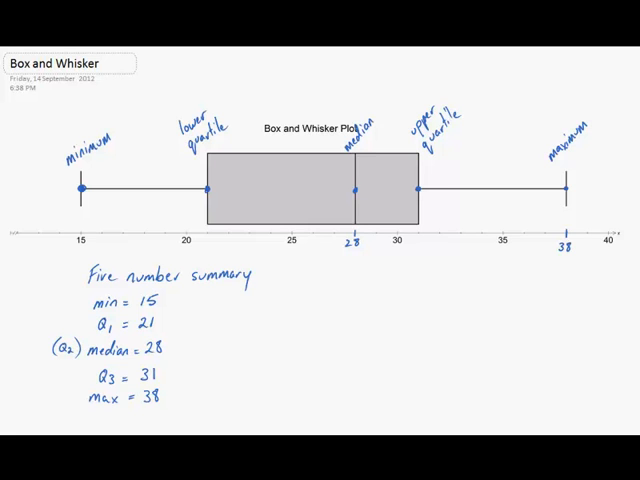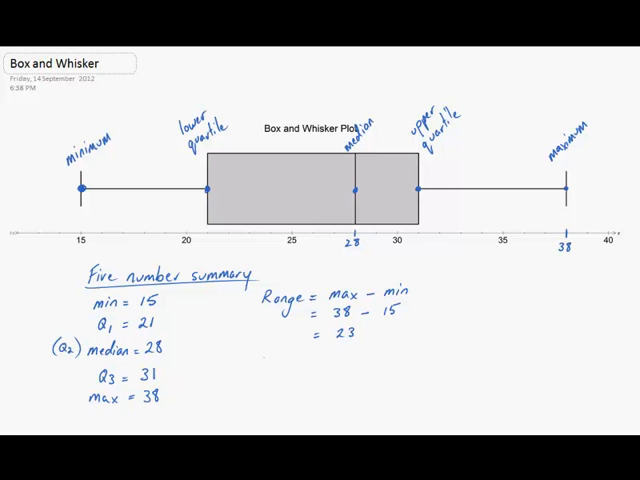Now, given that information, we can then be asked a variety of other questions. So things like the range. So if I asked you to find the range from that box and whisker plot, remember it's the maximum subtract the minimum, and so therefore the range in this case is 38 subtract 15, and what's that, 23. So that data has a range of 23.